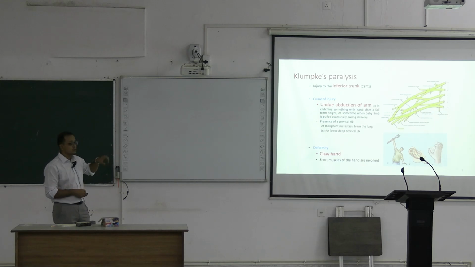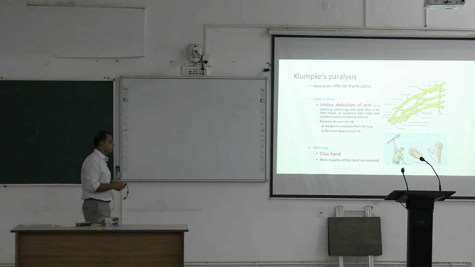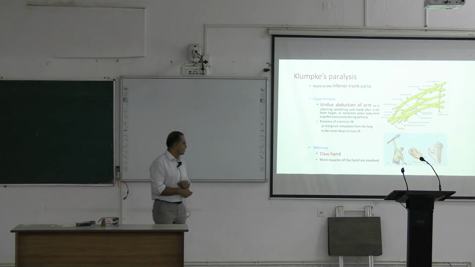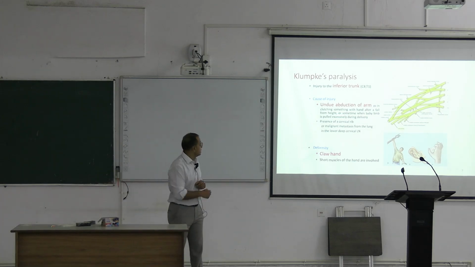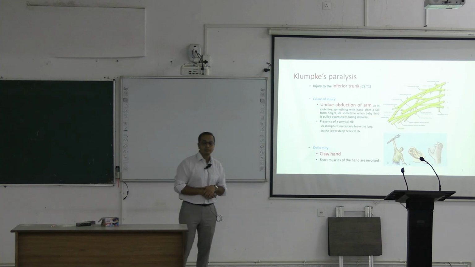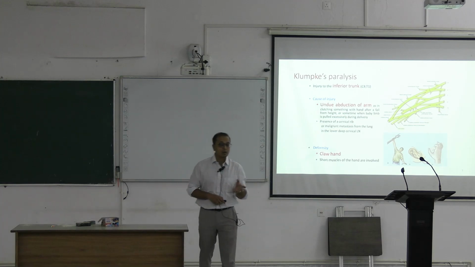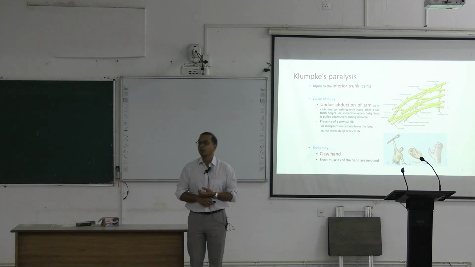So, short muscles of the hands are mostly affected. If you ask the patient to make a hand fist, whenever he tries to do that, he is going to make a claw hand, or claw hand deficiency. So, Klumpke's paralysis and Erb-Duchenne paralysis are your exam questions. You have to prepare that very well.